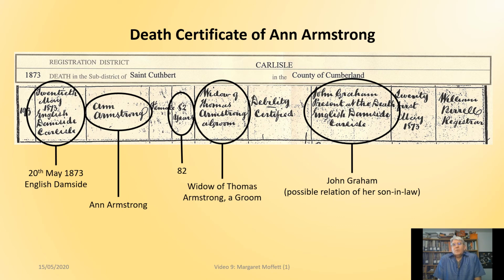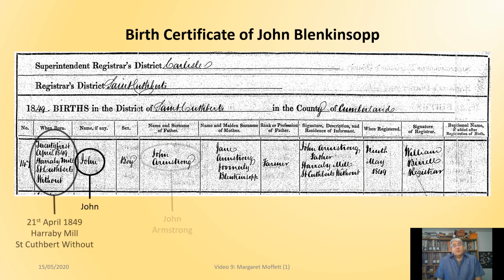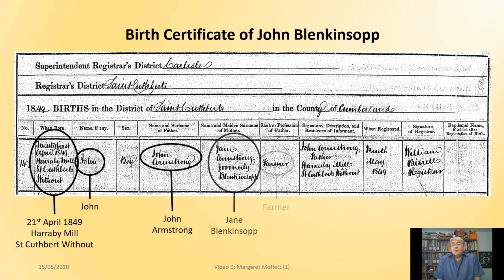This leaves us with one line of inquiry: James Armstrong and Mary Blenkinsop. A search of the GRO index for other children born to an Armstrong and Blenkinsop does not bring to light anyone born to a James and Mary, although a John is born to a John Armstrong and Jane Blenkinsop on the 21st of April 1849. Consequently, he is not directly related to Margaret.